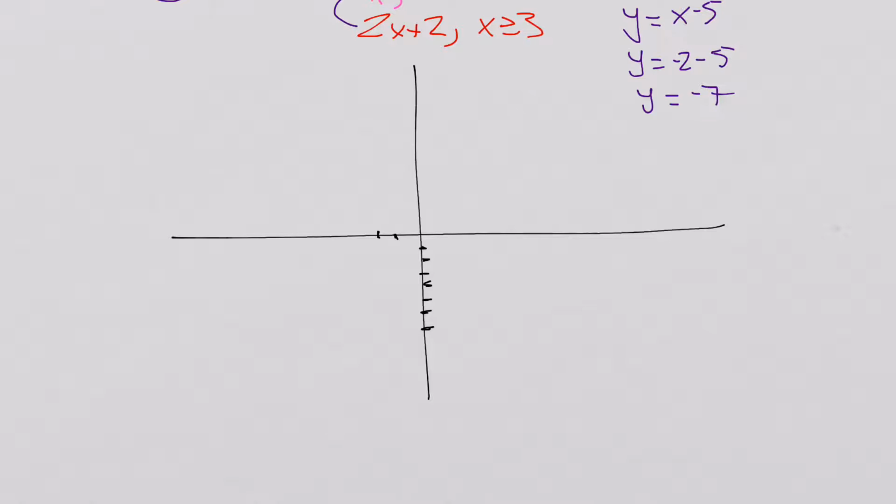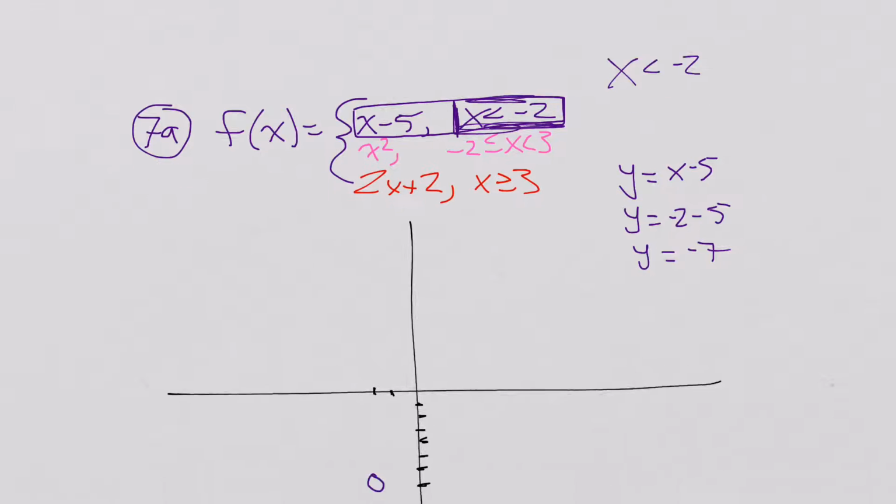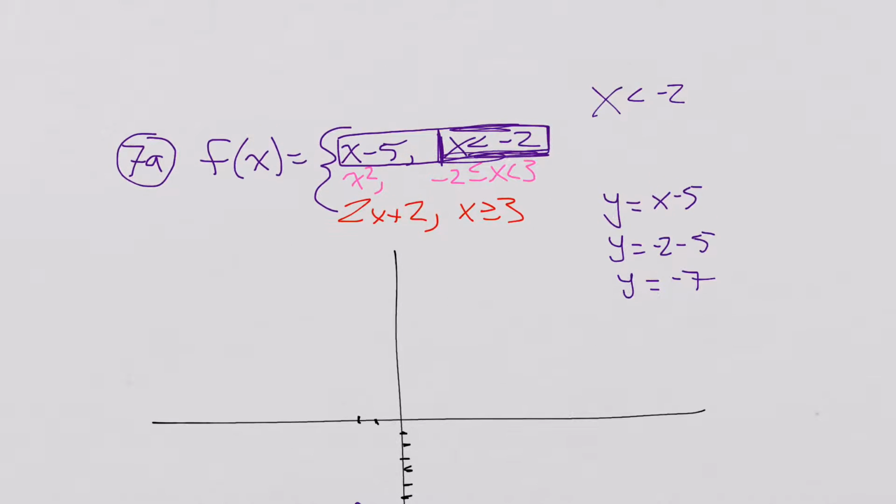All right. So I will put my first point, but I will put it as an open circle because the inequality says x is less than negative 2. It does not say it is equal to negative 2. So there's my first point, and this inequality is telling me where I should graph this line. I should graph it to the left.